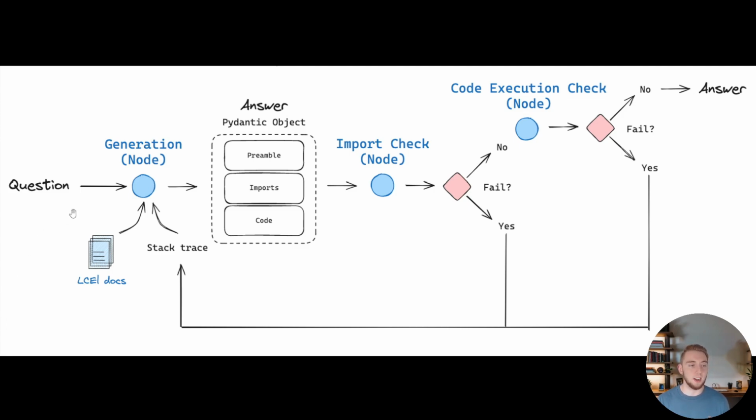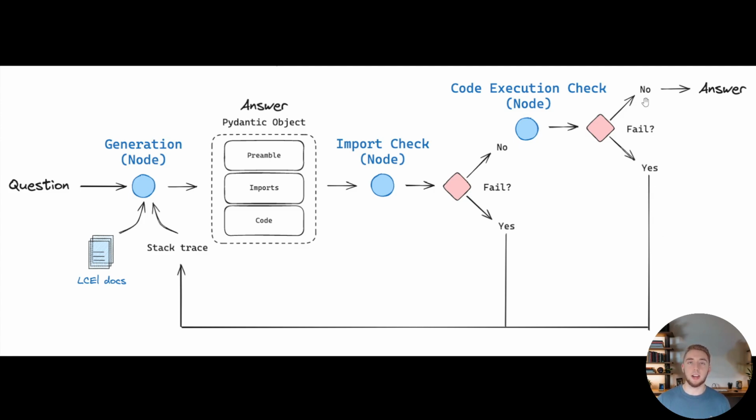And so what we have right here is a question that comes in from the user, or maybe a request like generate a chart, and then it's going to generate the preamble, imports, and code. And so it'll try to then import the code as another step. And if it fails, then it's going to go back and try to basically just redo it. But if it succeeds, then the imports are good to go. So now we can go ahead and execute the code. So if it fails, then it'll basically restart the whole process and try again.